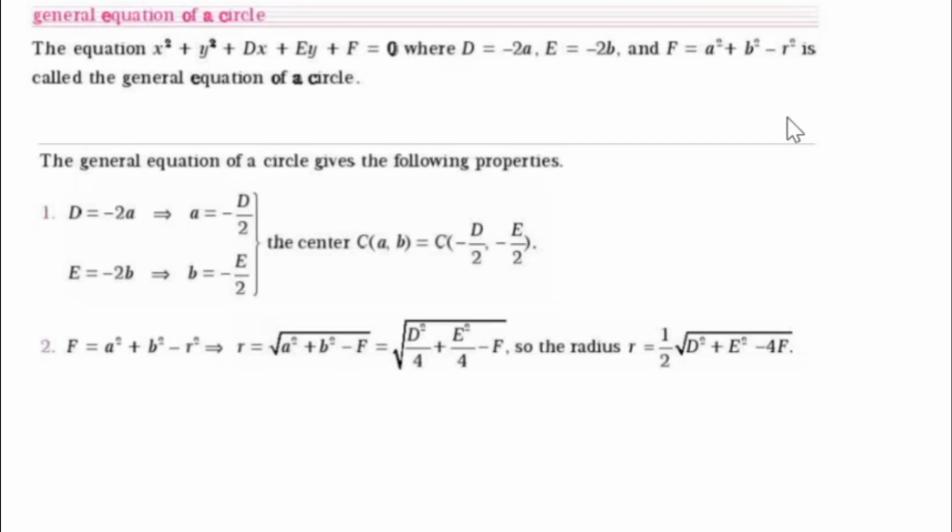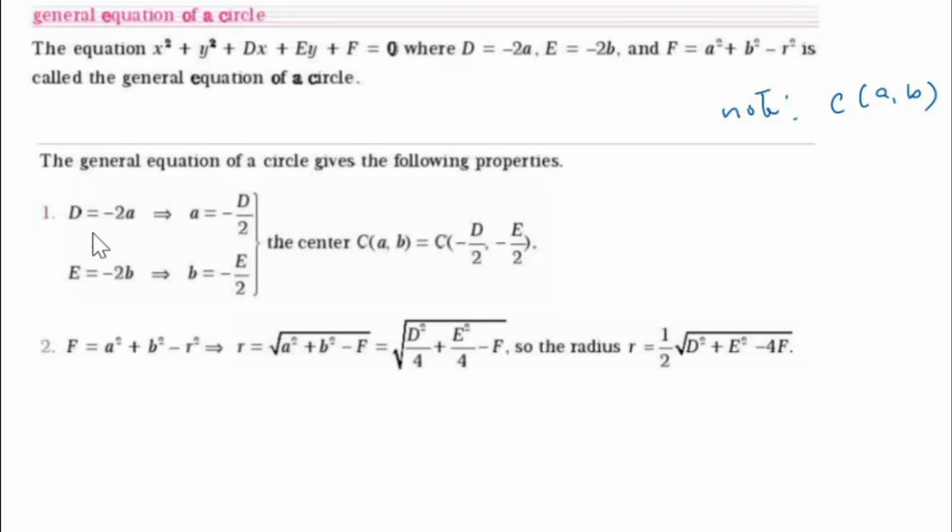Okay, note that we are using the coordinates of the center as (a, b), not (h, k). So take note, the coordinates of the center in this kind of equation, I'm using a and b.